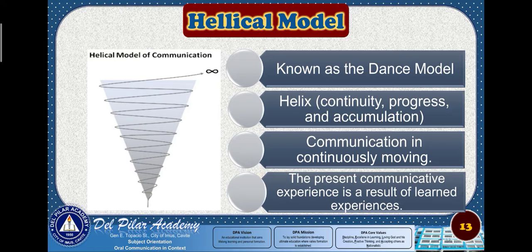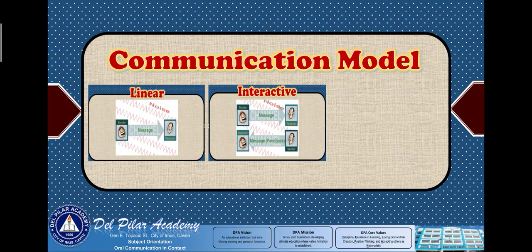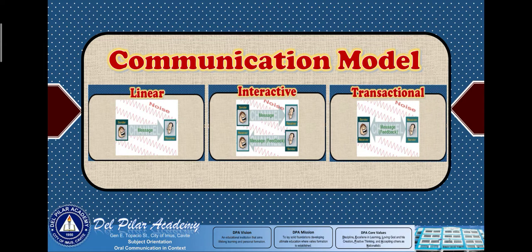So again, let us summarize what is the lesson for today. Again, our major communication models, we have the linear, the interactive, and the transactional. When we say linear, the sender sends the message and it is received by the receiver. In interactive, the message is sent by the sender and received by the receiver, and the receiver gives feedback.